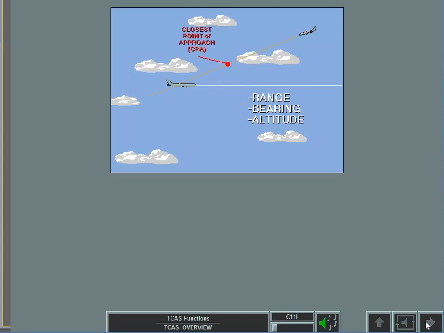This enables TCAS to compute a projected flight path for another aircraft relative to your own flight path and determine the CPA, or closest point of approach, of the other aircraft. If the CPA lies on or within the collision area, the other aircraft represents a potential collision hazard.